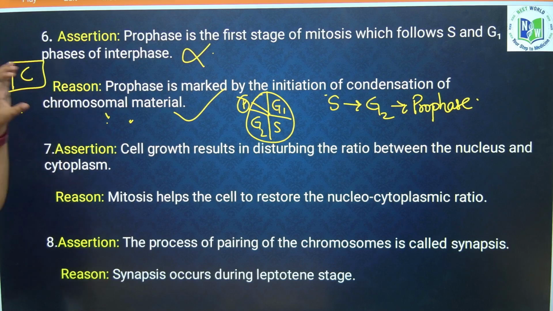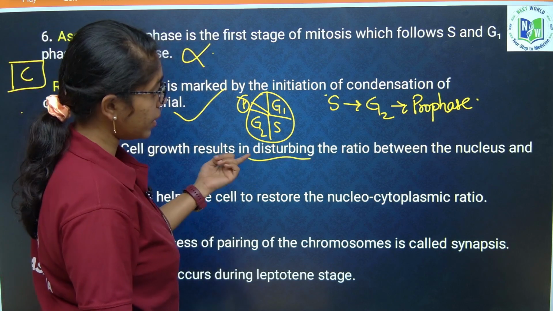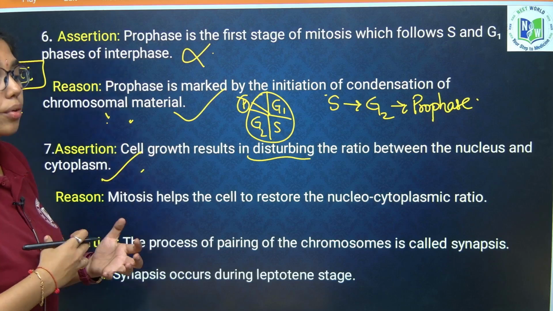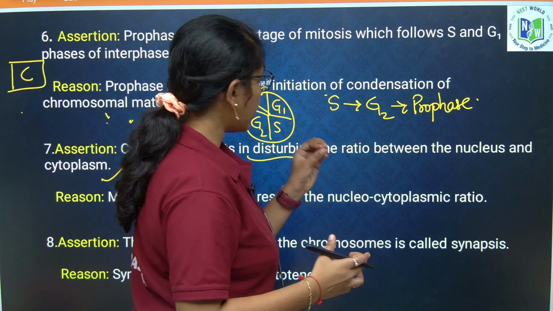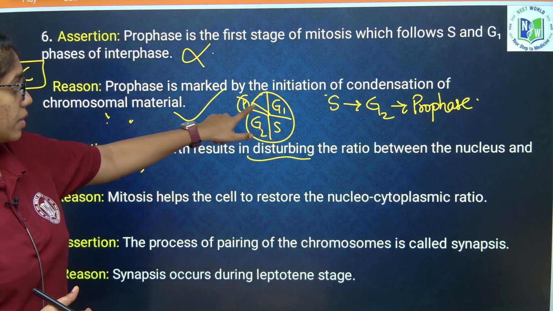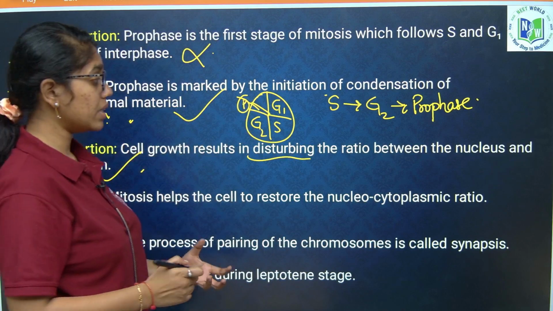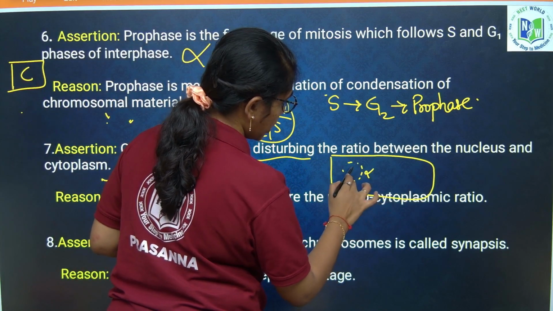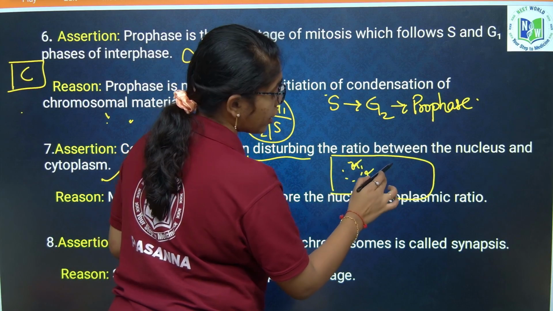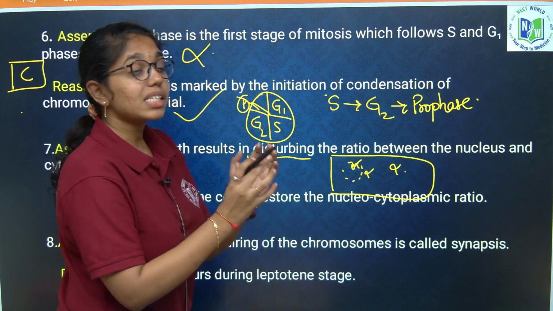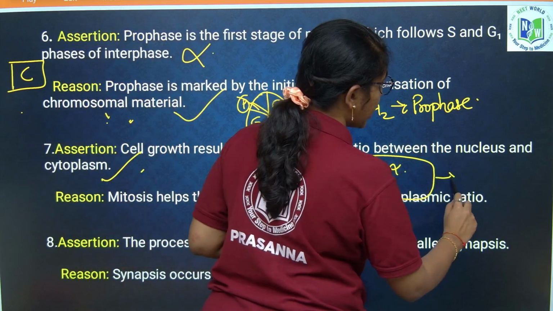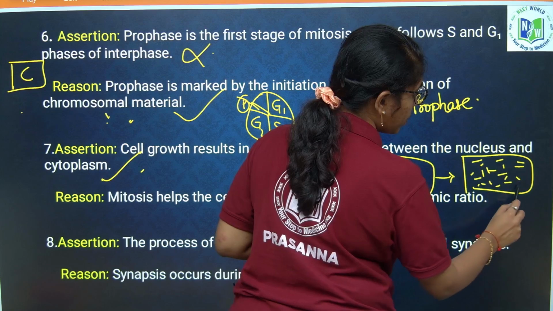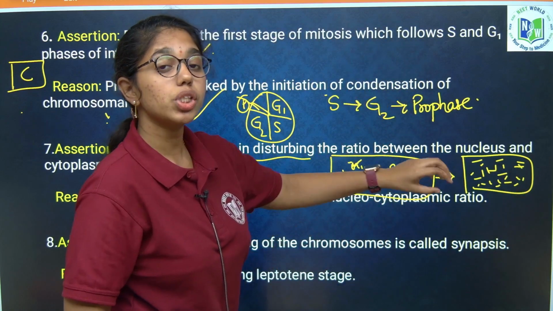Next, assertion: cell growth results in disturbing the ratio between nucleus and cytoplasm. True. Whenever nuclear division is happening, in prophase, the very first stage of karyokinesis, the nuclear membrane gets degenerated, the nucleolus gets degenerated, organelles get degenerated, and the cytoplasm gets very thick and dense.